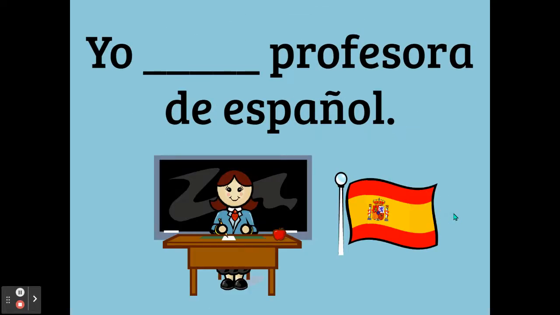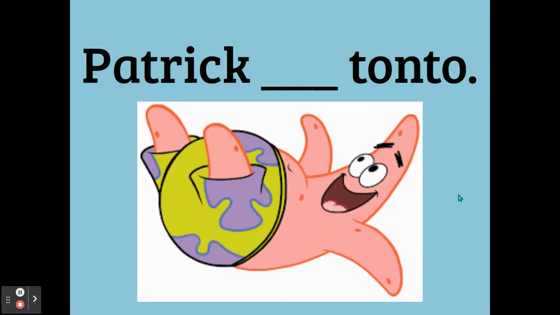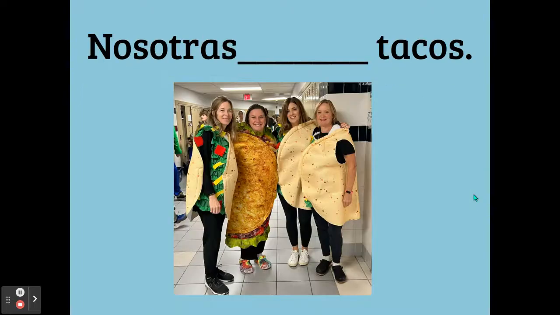Yo blank profesora de español. What goes on the blank? Patrick blank tonto. So again, Patrick is not in the chart, so you'd have to squiggle that and write a word above it, and that word would be in the chart, and what goes after it would be on the blank. Okay, there's a picture of the Spanish teachers. Do you see how it says nosotras blank tacos, right? We're trying to say we are tacos.